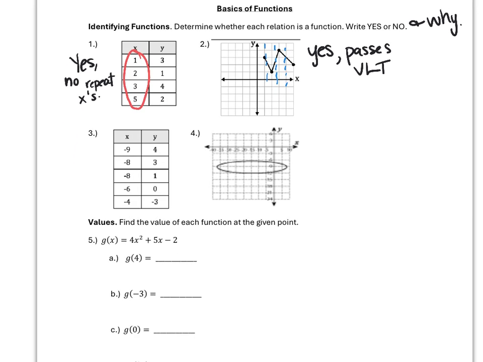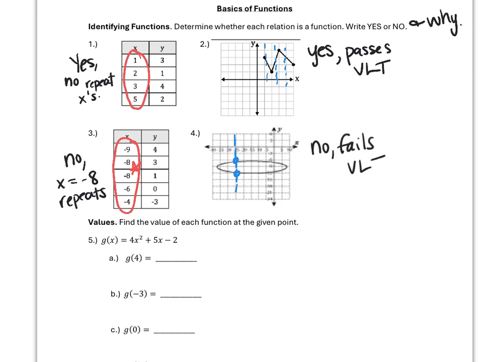Number 3, we have a table again. So we are looking at x values because those are what matter. And there is a repeated x, meaning that this is not a function because x equals -8 repeats, meaning this would not be a function. And then number 4, we would use vertical line test, and we can see that if we draw a vertical line through multiple points on this function, it will hit more than one part of the graph. So this would be no because it fails the vertical line test.